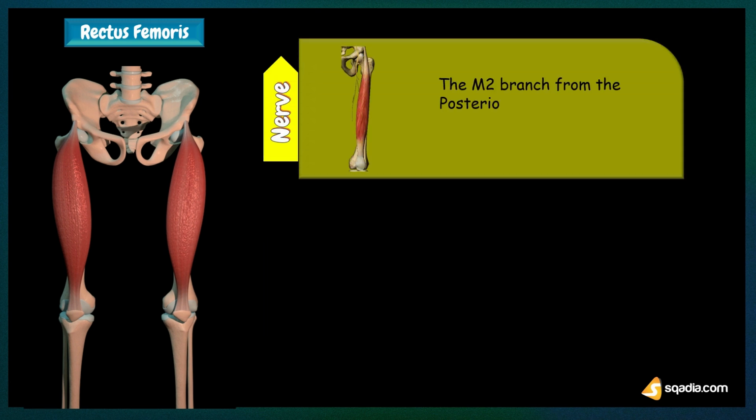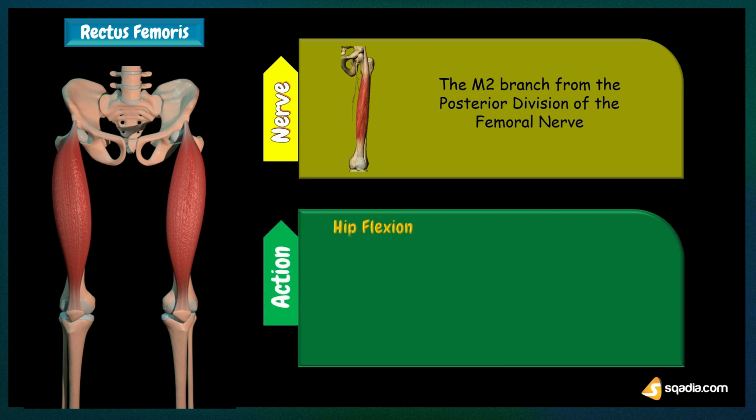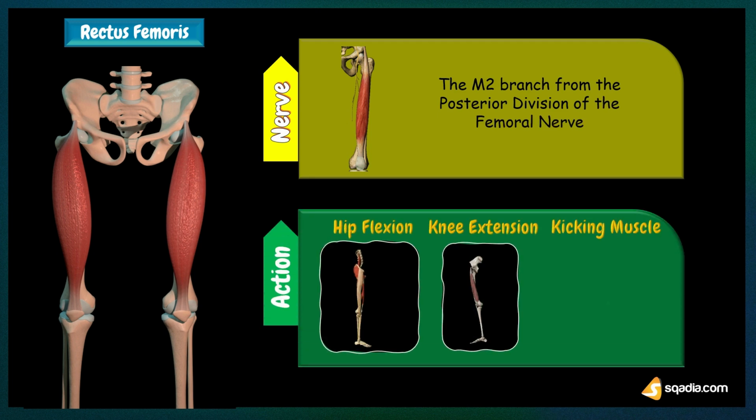The rectus femoris muscle is the only component of the quadriceps that crosses the hip joint, and it flexes the hip in addition to extending the knee. The rectus femoris is innervated by the M2 branch of the posterior division of the femoral nerve. This branch also supplies the hip joint.